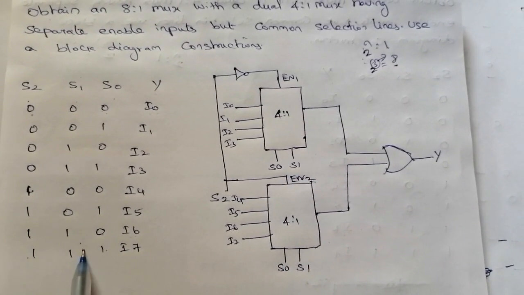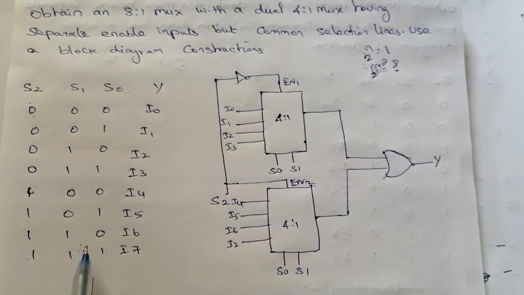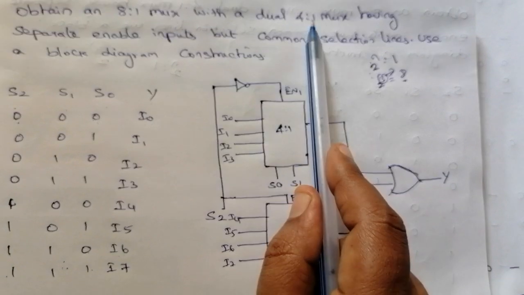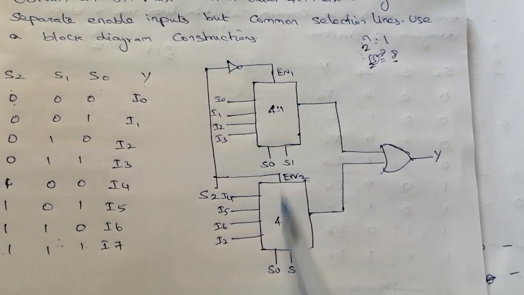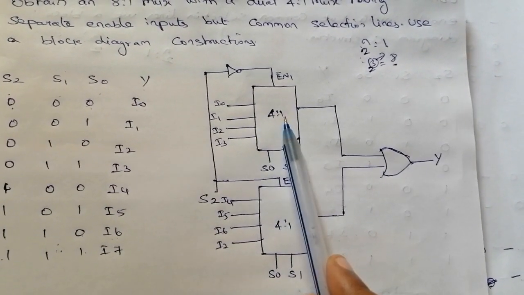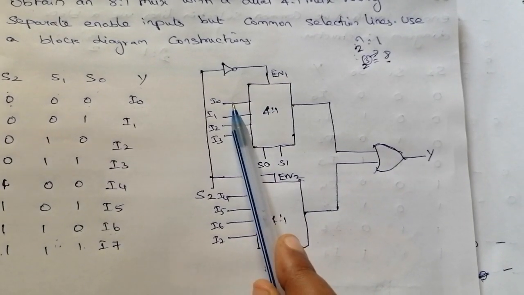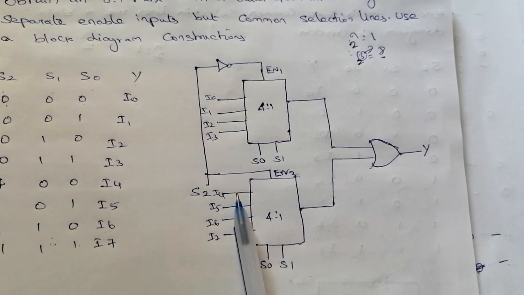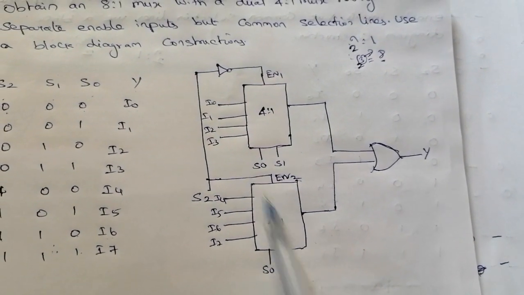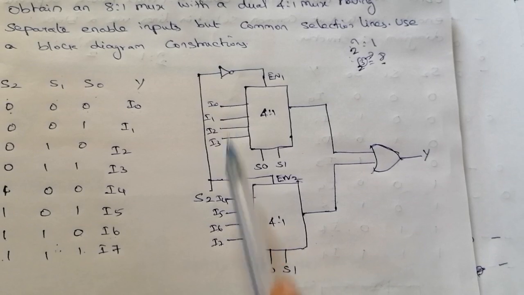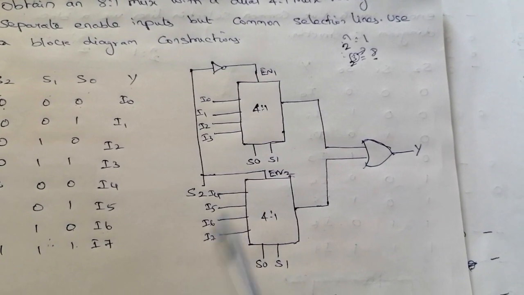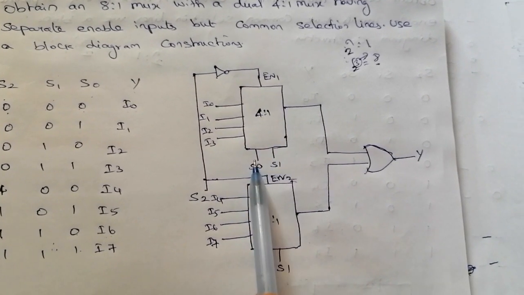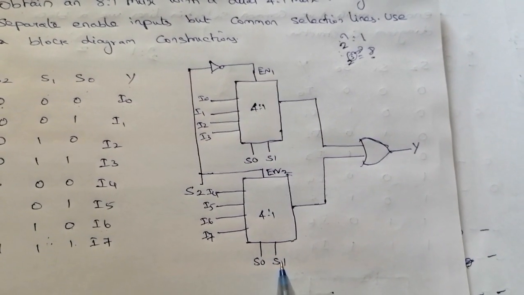Let's see the block diagram construction, how the 8:1 mux is designed by the dual 4:1 mux. Here they mention the dual 4:1 mux, so we have to take two 4:1 muxes. A 4:1 mux receives 4 inputs and 2 selection lines, right? So this mux also has 4 inputs and 2 selection lines. Totally it covers the 8 inputs from I0 to I7, and they use common selection lines, S0 and S1.